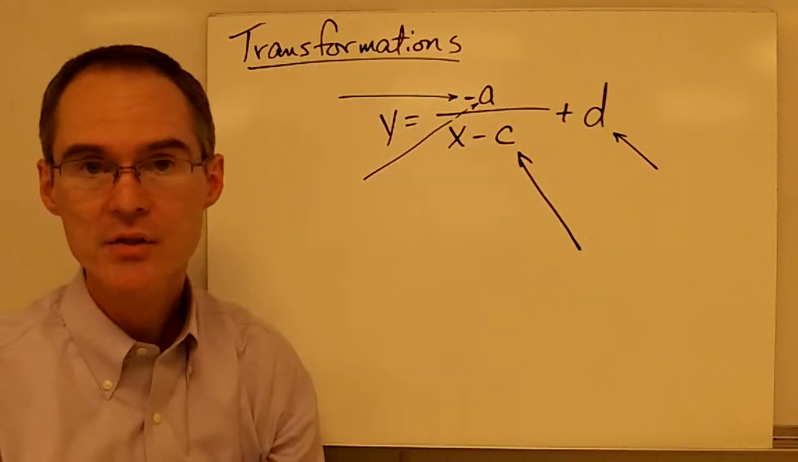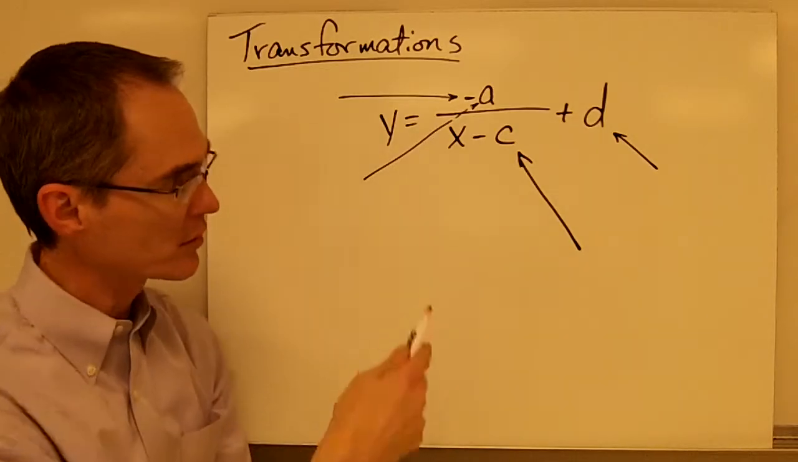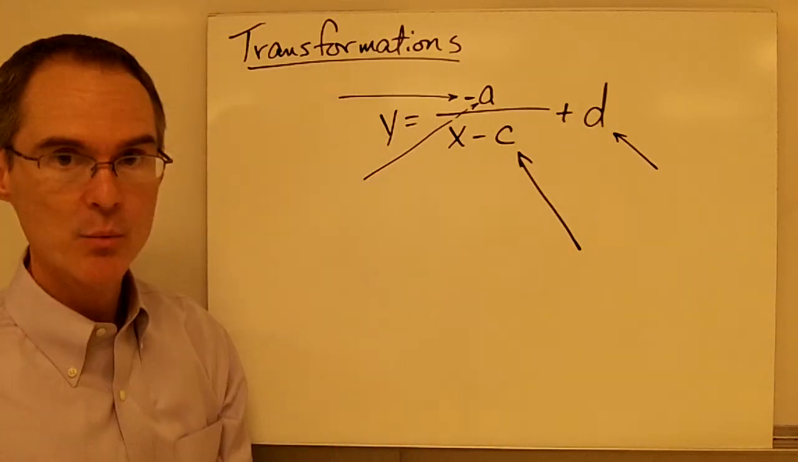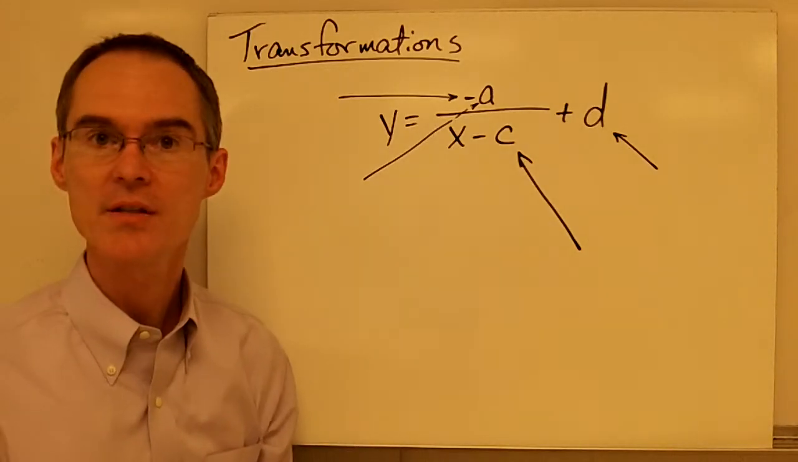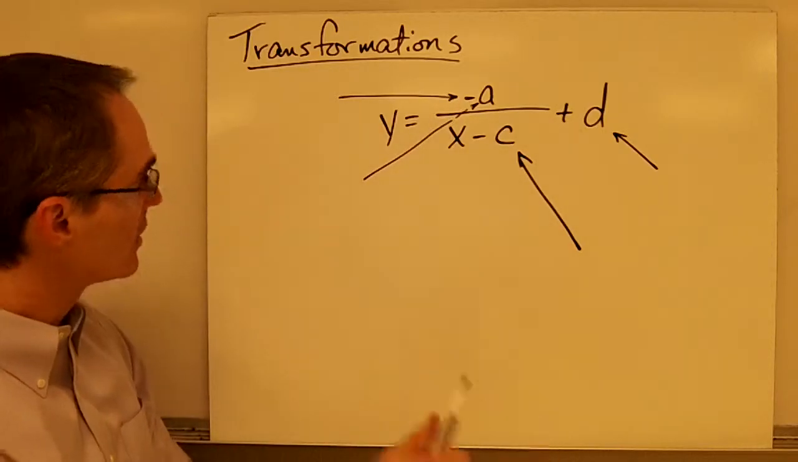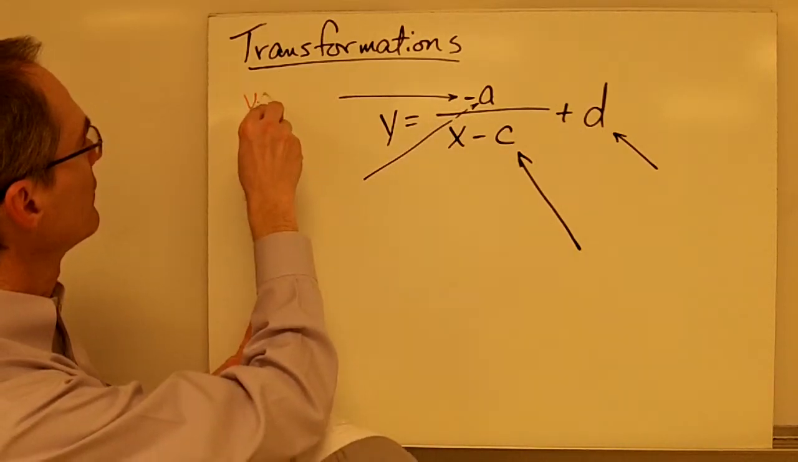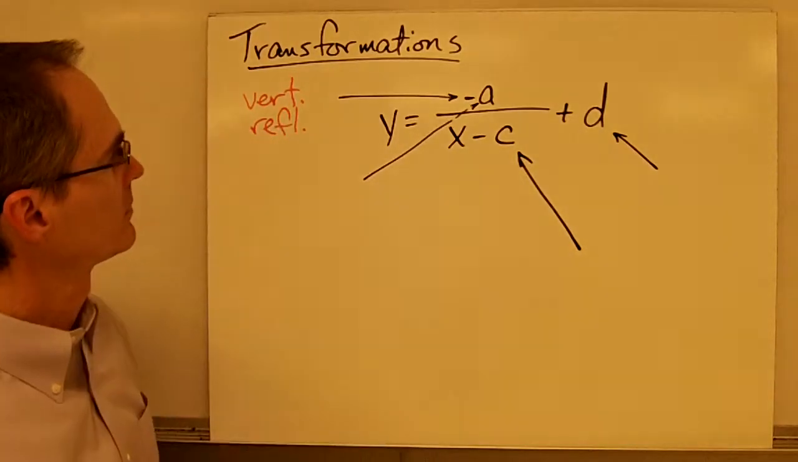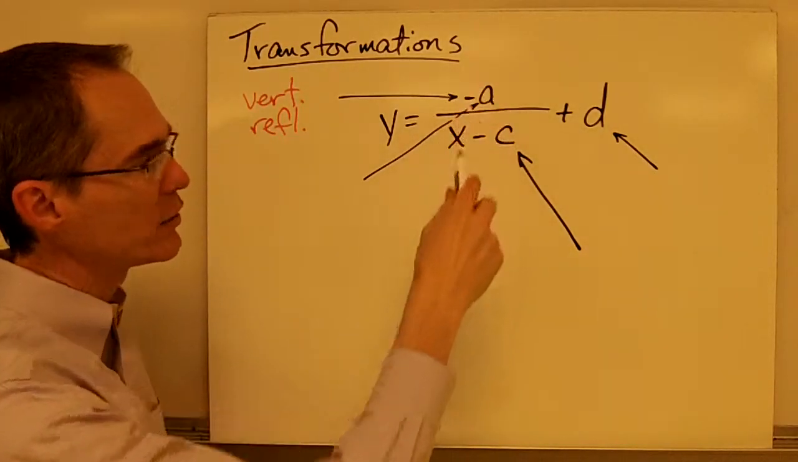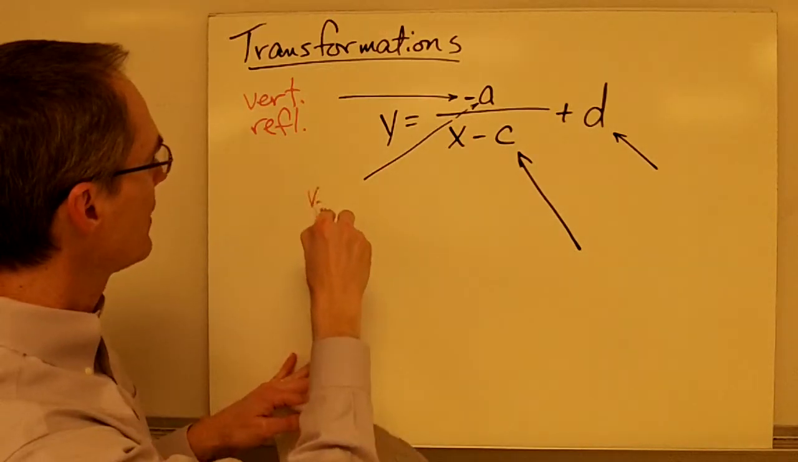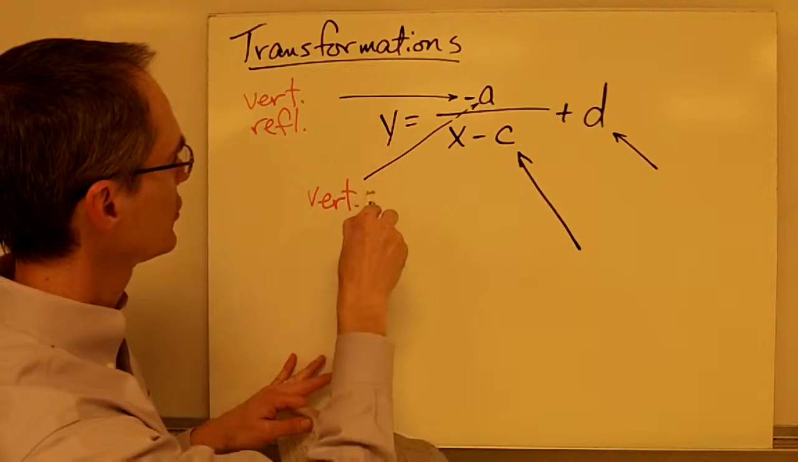Okay, transformations. Again, this should start looking very familiar to you. You've seen these same transformations, and they work the same way on the inverse variation function as they do on the other functions that we've looked at. So this negative value here causes a vertical reflection. The a value, or sometimes called the k value, causes a vertical stretch.